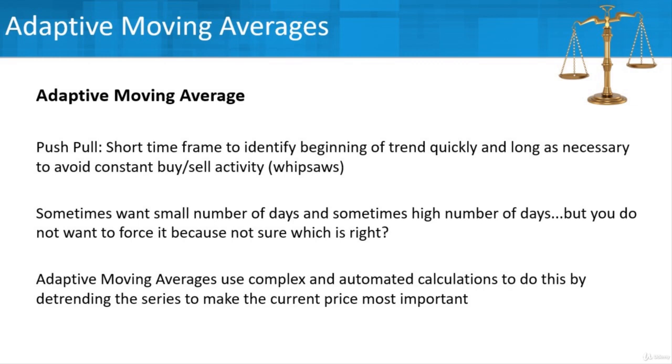So adaptive moving averages use complex, automated calculations to do this by detrending the series to make the current price most important. So it's not so much weighting as it's actually detrending, whether it's an up or downtrend. It's actually adjusting the trend in the series of numbers, is what it's doing with an adaptive moving average. So there's some complexity behind that.